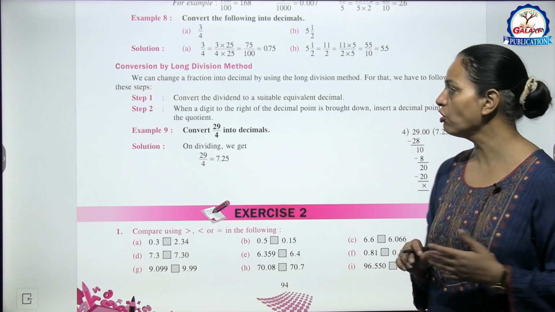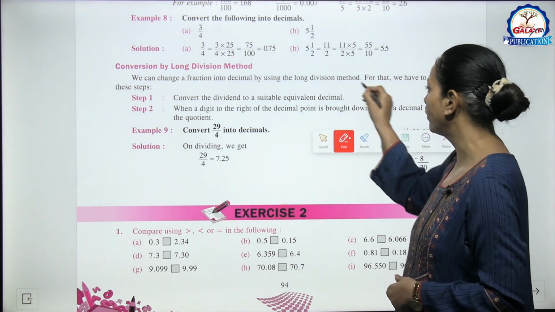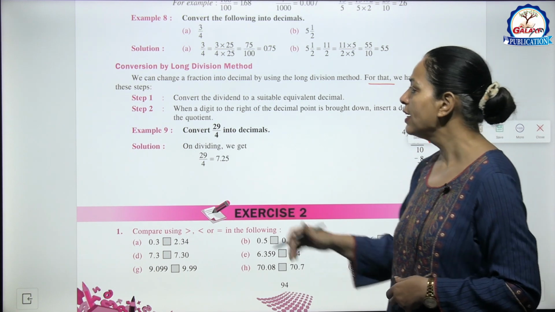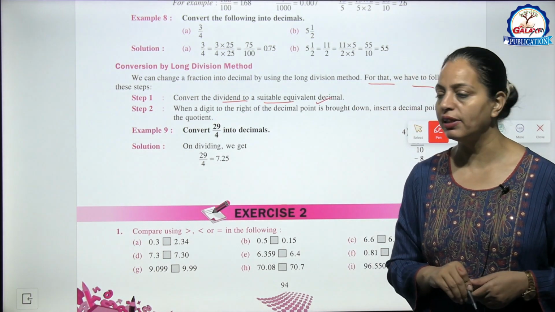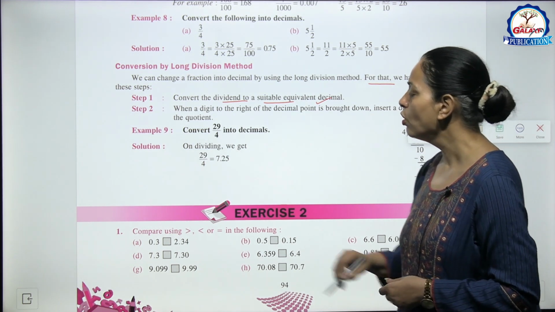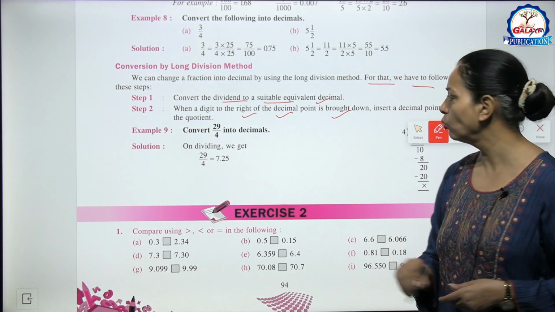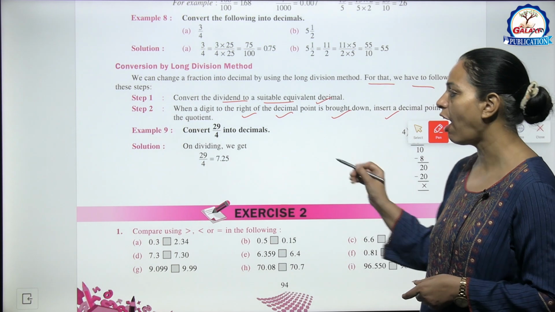Now conversion by long division method. We can change a fraction into decimal by using the long division method. For that we have to follow these steps. Step 1, convert the dividend to a stable equivalent decimal. And then step 2, when a digit to the right of the decimal point is brought down, insert a decimal point in the quotient.